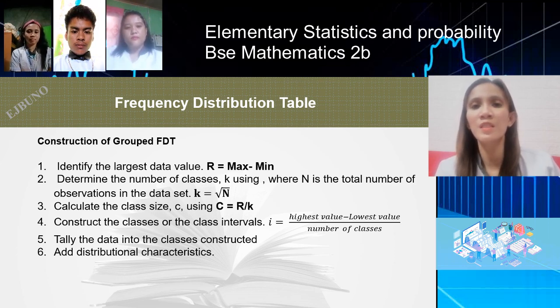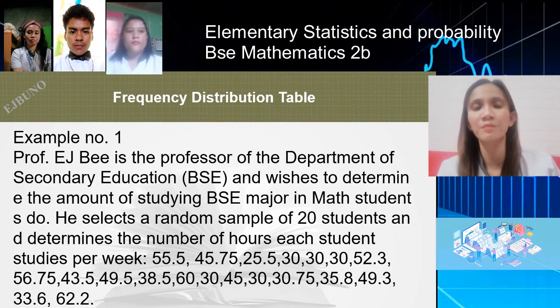The fifth is to tally the data into the classes constructed in step 4 to obtain the frequency of each class. Each observation must fall in one and only one class. And the sixth is to add distributional characteristics.